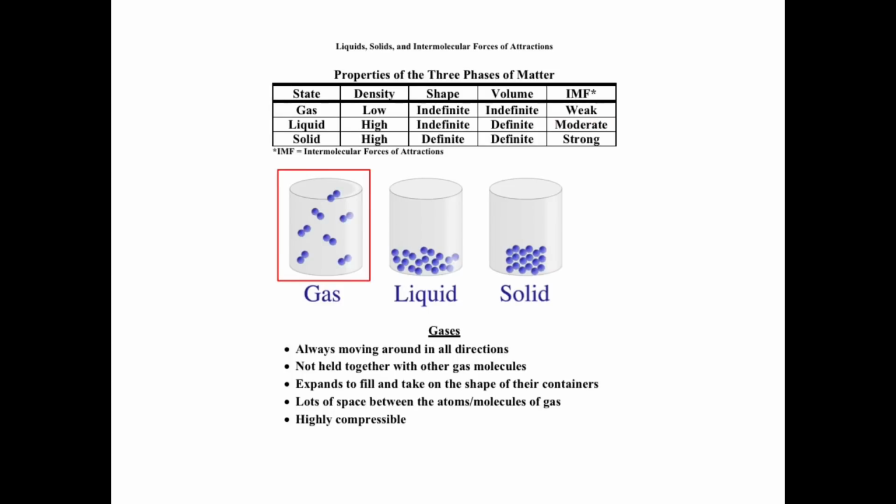They're strong enough to hold it in place, but not so strong that they do what a solid does, which has a very high density, just like liquids. They have a definite shape. In other words, if you have a solid block like you're looking at here, that solid block will hold its shape regardless of its container. So it's got a definite shape, and therefore also a definite volume. And the reason why there's a definite shape is because the intermolecular forces of attraction that hold it together are very strong.